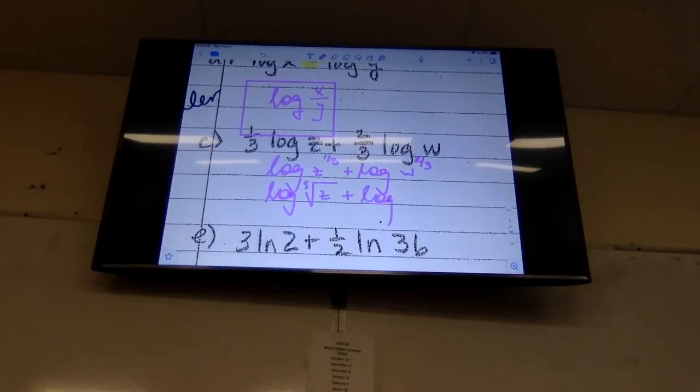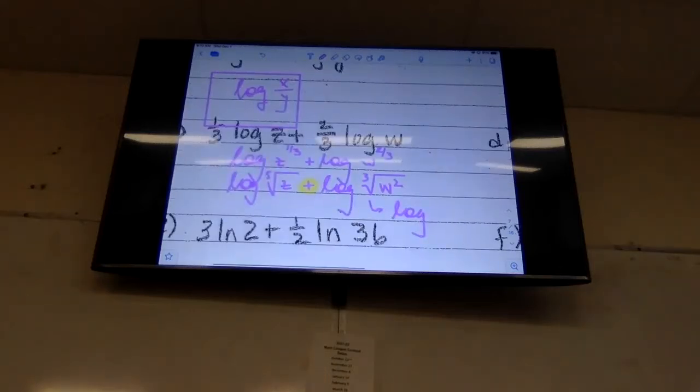plus log. We know that the 3 on the bottom makes it a cube root. What does the 2 on top do? Exponent. Good. So it'll be w squared inside that cube root. It's okay to do this because now when I combine them using multiplication, since they were being separated by an addition, I'm going to make them both under the same cube root. So I'll make it log of the cube root of z w squared. Since they were both under a cube root, I can combine them under the same cube root.